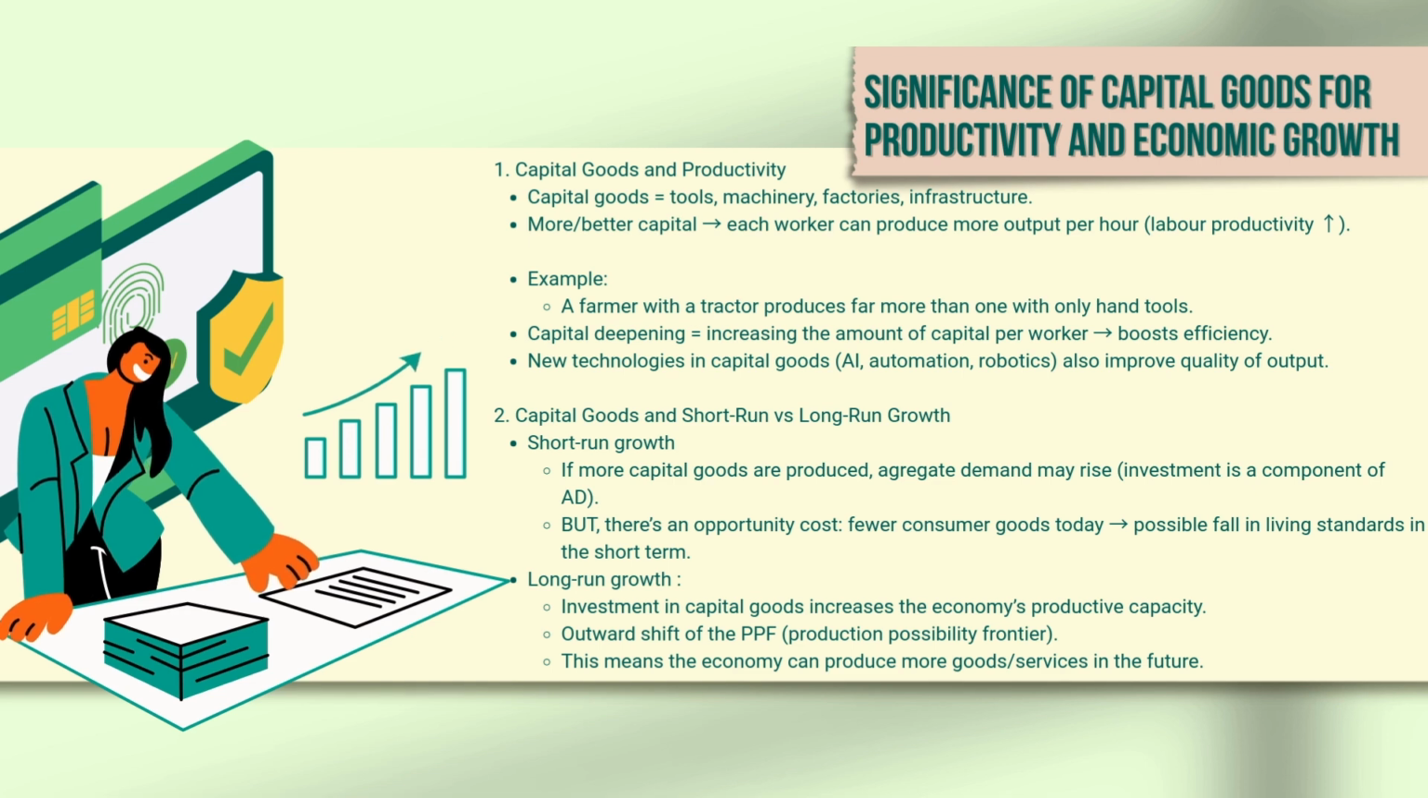Long-run growth. Investment in capital goods increases the economy's productive capacity. Outward shift of the PPF, which means production possibility frontier. This means the economy can produce more goods and services in the future.